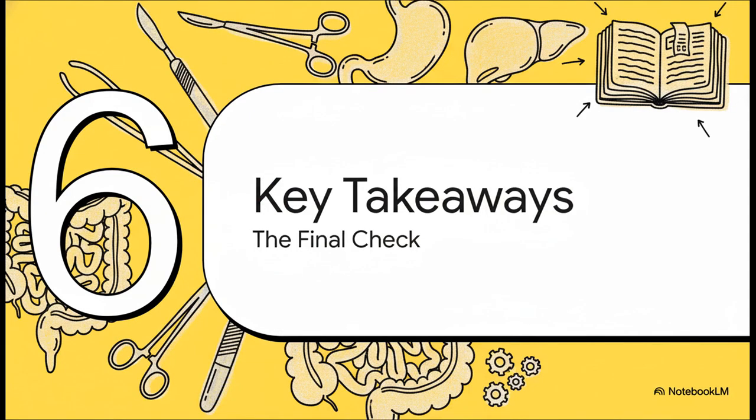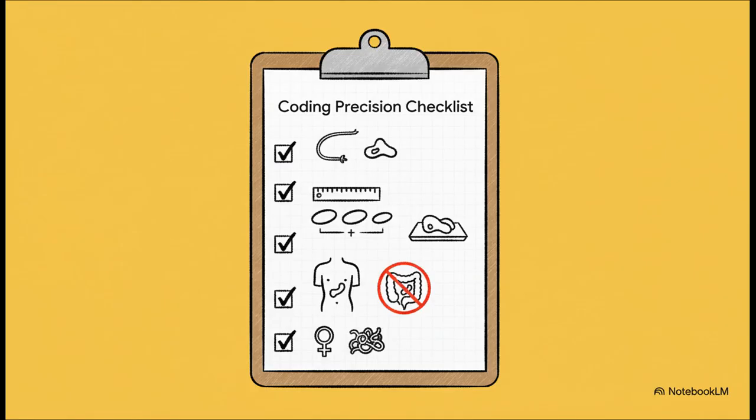Wow, okay, we have covered a ton of ground. So let's lock in everything we've learned with a final check of the most important rules. Think of this as your personal cheat sheet for getting these codes right every single time. So here it is, all in a nutshell.